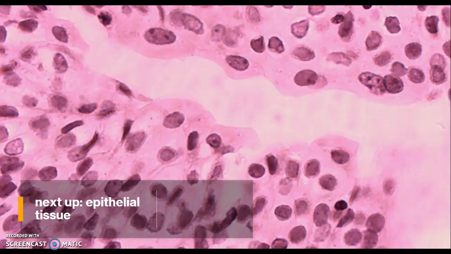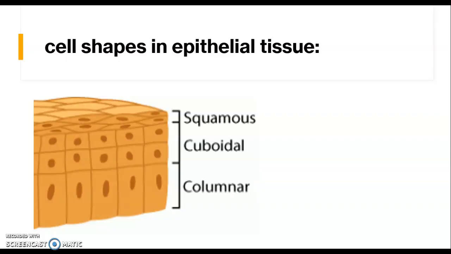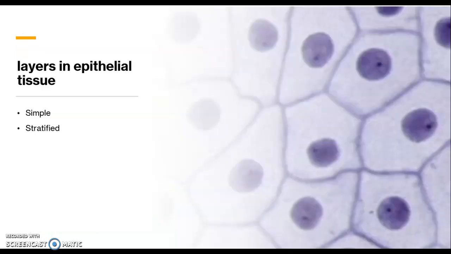Next up, we have epithelial tissue. The cell shapes in epithelial tissue are squamous, cuboidal, and columnar. Squamous cells are flat, cuboidal cells are cube-shaped, and columnar cells are rectangular and column-shaped. Pretty self-explanatory. The layers in epithelial tissue: simple and stratified.